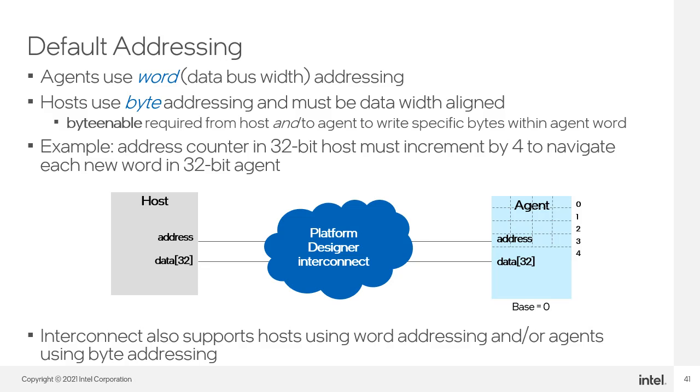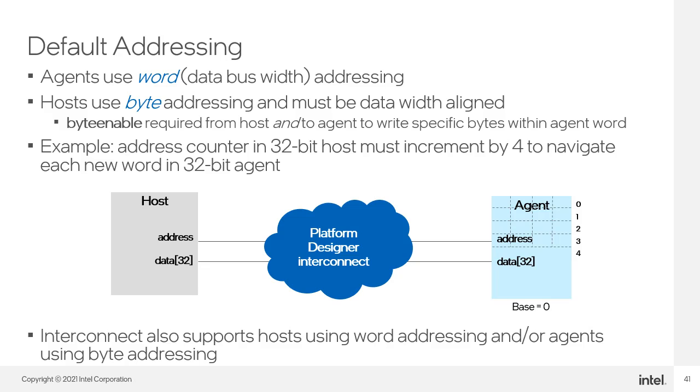We'll now take a look at how addressing works through the Platform Designer interconnect with memory-mapped interfaces. Addressing is always based on the read or write data bus width of the host and agent. By default, a memory-mapped host uses byte addressing. This means that a 32-bit host must increment addresses by 4 to read or write the next 32-bit location. Agents, however, use word addressing by default, where the word size matches the data bus width. Thus, the interconnect always increments each address on the agent side by 1 to get to the next addressable location.